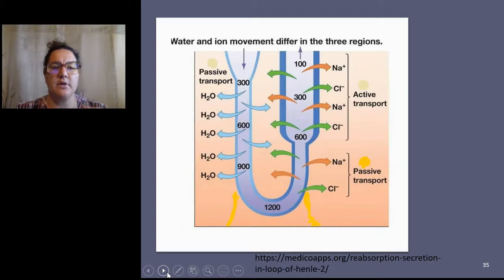So in this picture, on our way down, we see on the right-hand side, water is being taken out of the descending loop of Henle via osmosis and passive transport. And then in the ascending loop of Henle, we see sodium and chlorine taken out through both passive and active transport. We also have a concentration gradient in the center of the tube. So we see that at the top of the descending loop of Henle, we have a concentration of about 300. At the bottom of the loop of Henle, roughly 1200, where it becomes more dilute again near the top of the ascending loop of Henle at 300 and 100.